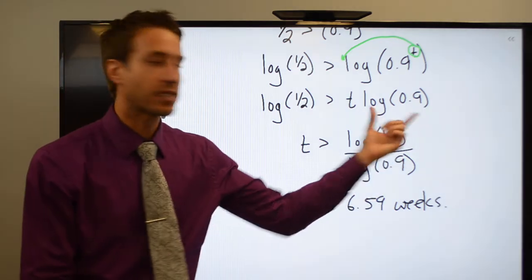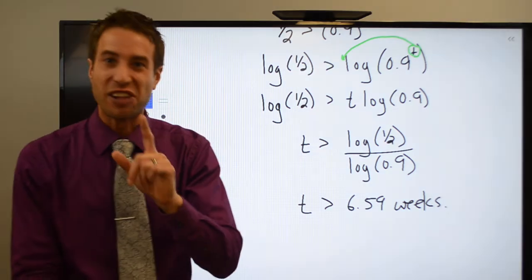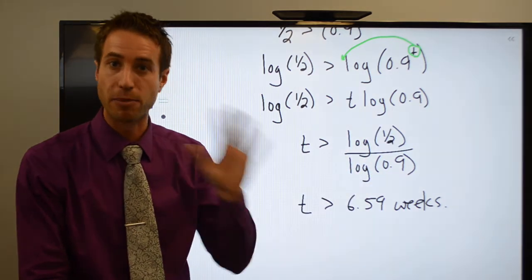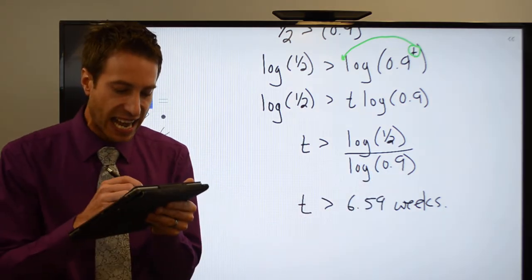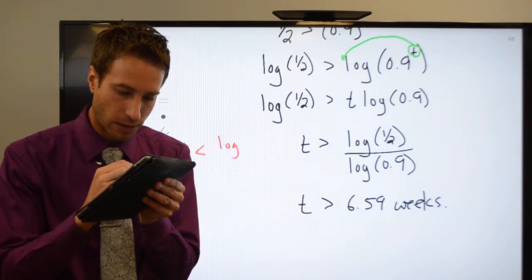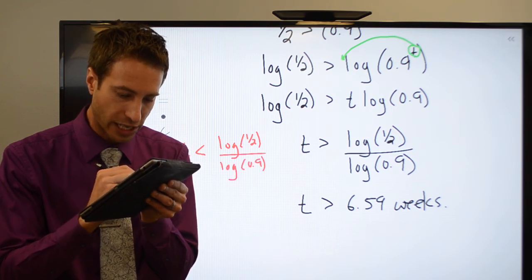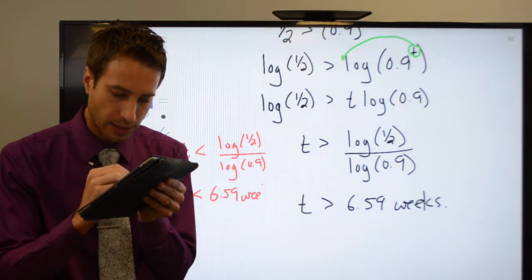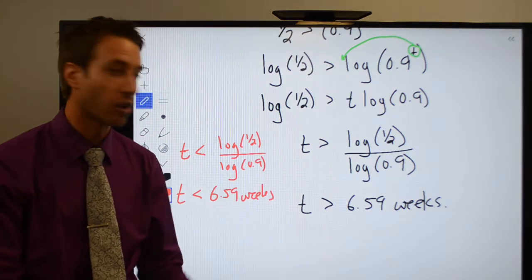Okay, let's talk about this, because that's kind of tricky. I get it, it's tricky. But here's the deal with this. Let's say that you forgot. Let's say that you didn't check to see if log of 0.9 is a negative number. You're still going to get to here, but you would instead have T is less than log of 1/2 over log of 0.9, in which case you would get T is less than 6.59 weeks. You get the exact same answer I got, except your inequality is different.